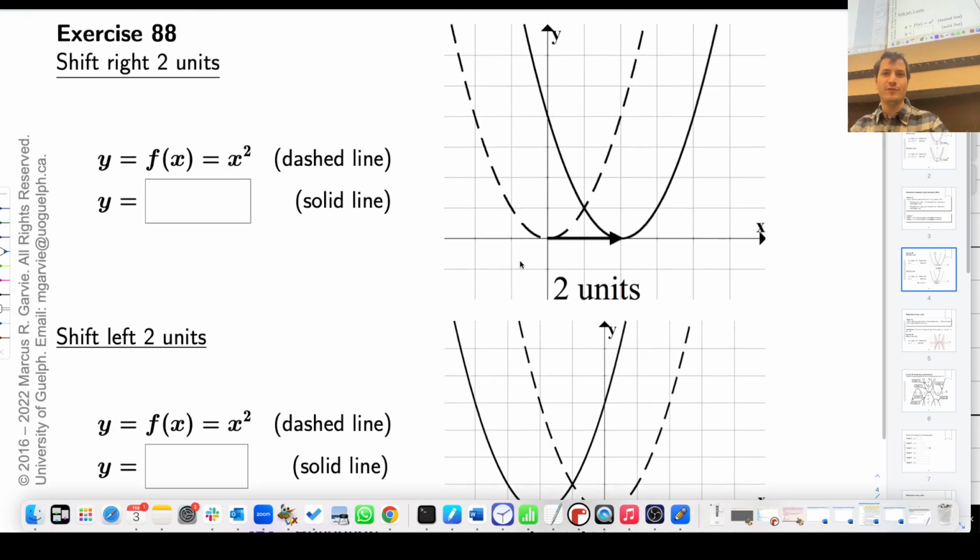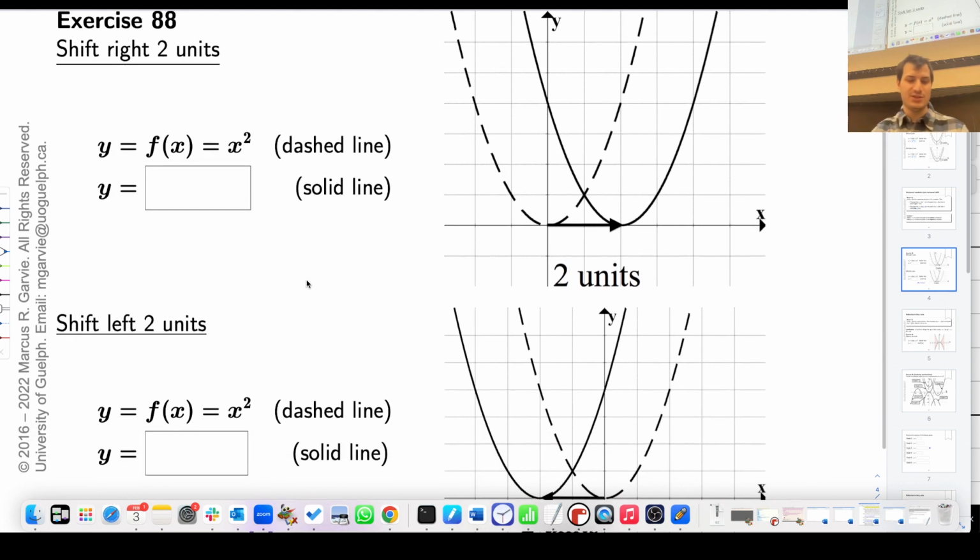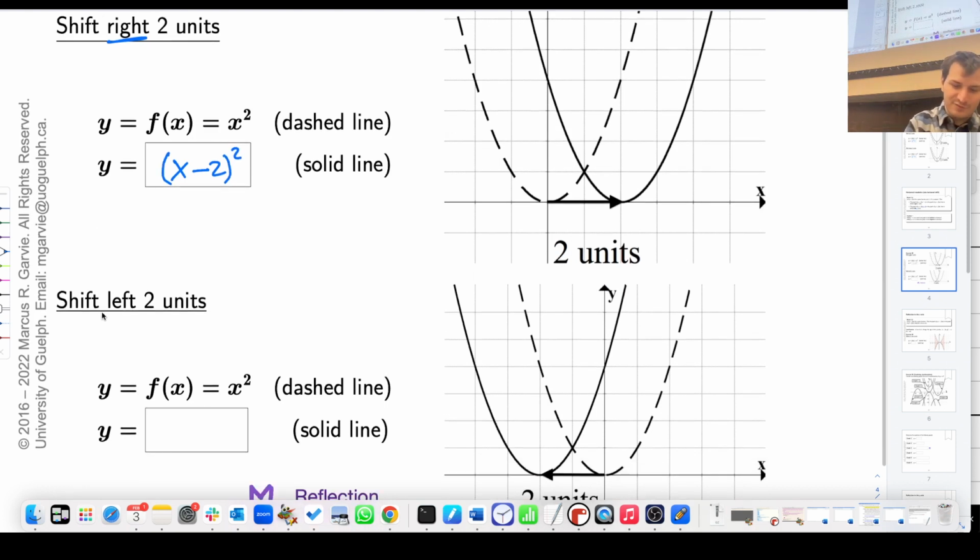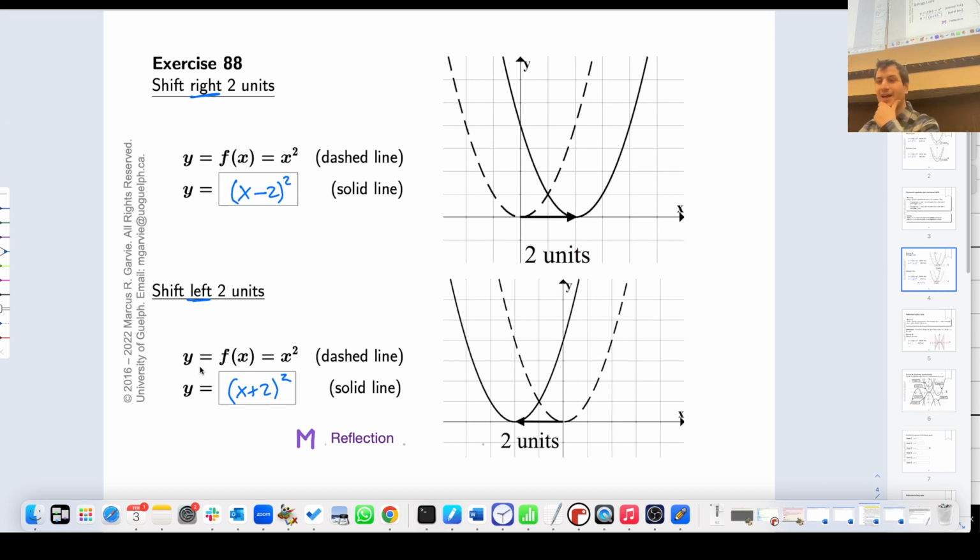So if you want to move to the right by 2 units, you've got to do x minus 2 squared. And if you want to move to the left by 2 units, you've got to do x plus 2 squared. It's kind of the opposite of what you would expect. Questions or comments about that one?